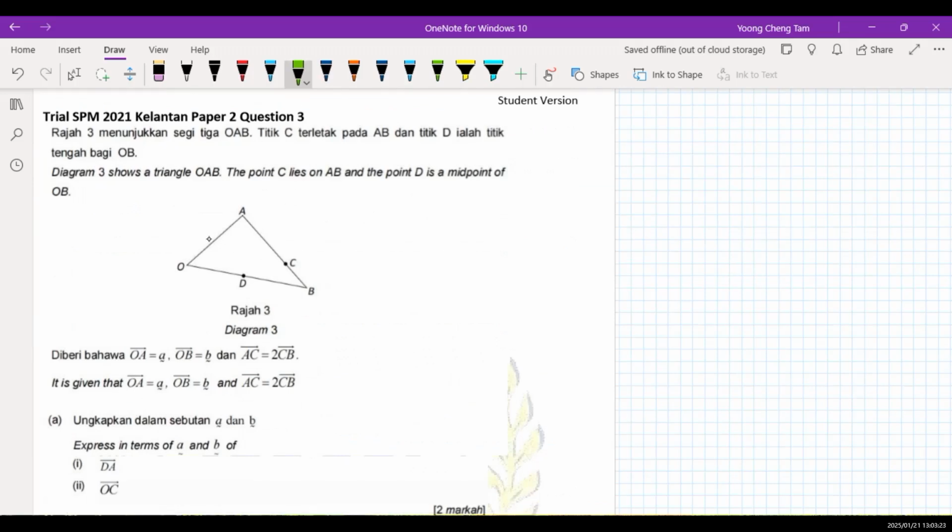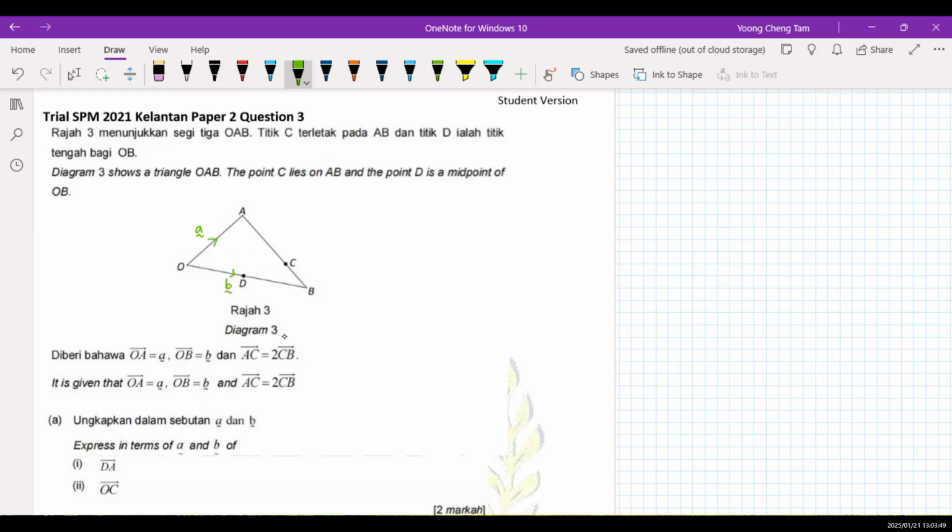You can label on the diagram. Make sure every time you want to put the vector, you must put two things. One is the direction, another one is the vector. So O to A. Direction is very important, and then you put vector A. Next, OB. So OB is here, direction, and then you put vector B.